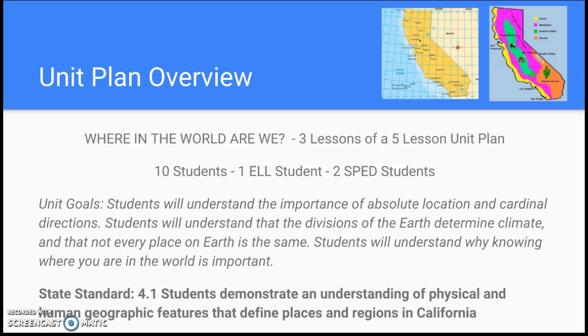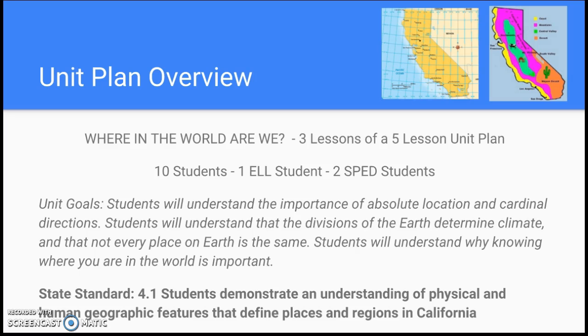So the unit goals are: students will understand the importance of absolute location and cardinal direction. Students will understand that the divisions of Earth determine climate and that not every place on Earth is the same. Students will understand why knowing where you are in the world is important.